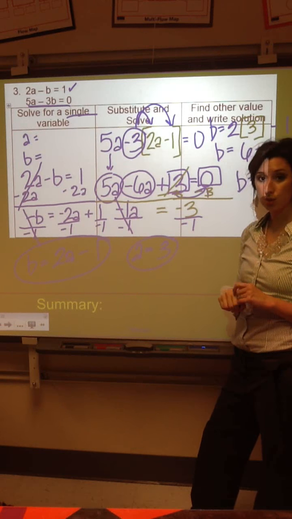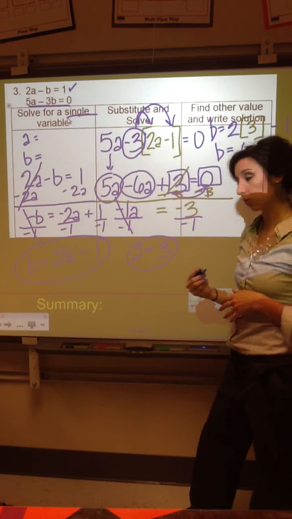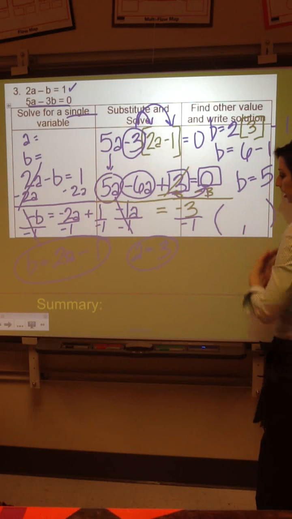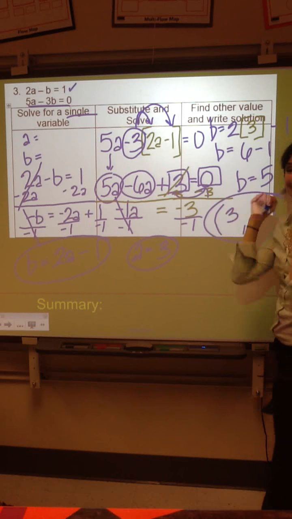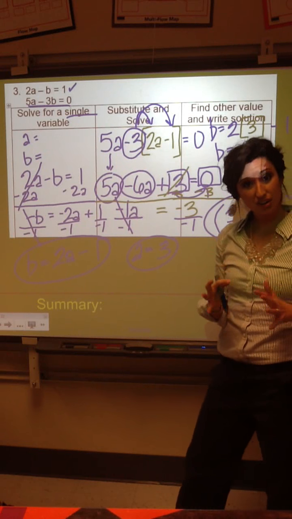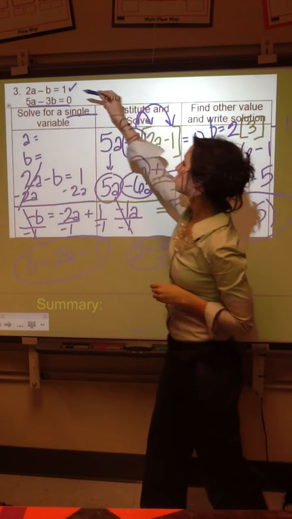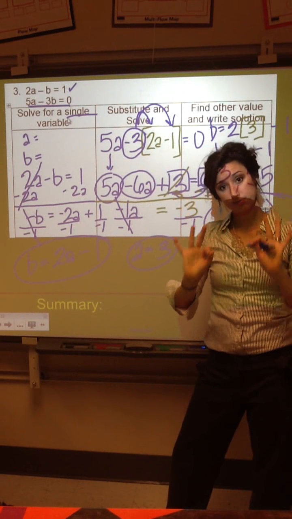How do I put that in a coordinate point? A comes before b, just like x comes before y. So here we go. We are going to say a, comma, b. 3, comma, 5. Done. All right, do you feel good? Hopefully. And then to check the work, we would plug these into the original 2 equations. Check, check. Solutions are right.